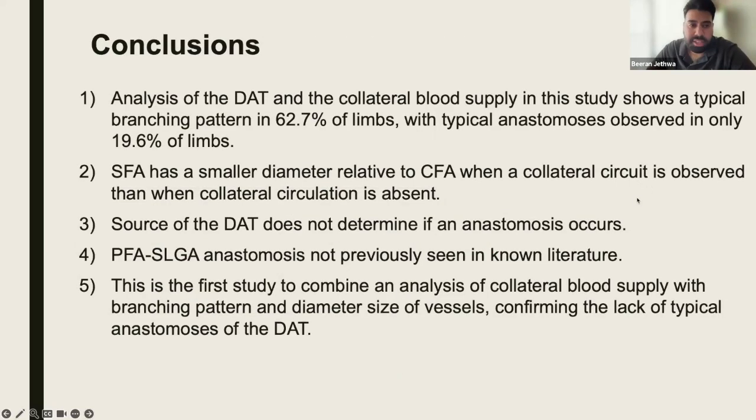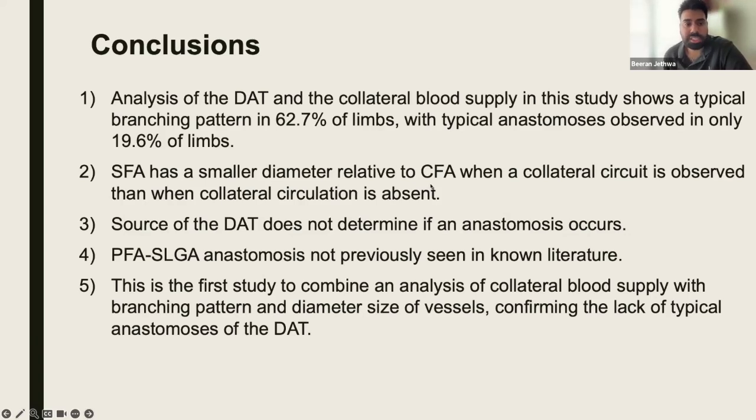So in conclusion, we found that in analysis of the descending artery and the collateral blood supply, the typical branch pattern was about 62% in limbs, with typical anastomosis observed in only 90.6% of limbs. Now, looking back to historical data, we saw that there was a wide variety here and here. So it's not unexpected that we had a very wide difference in our numbers too.